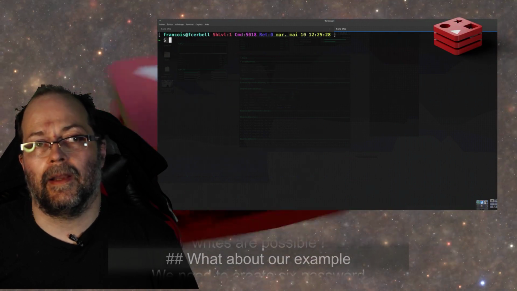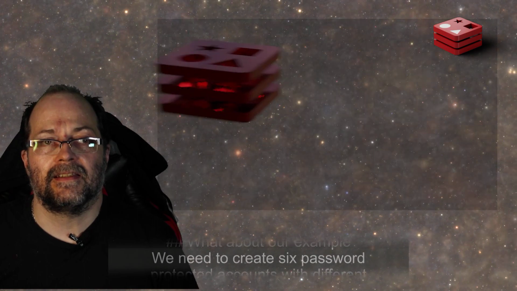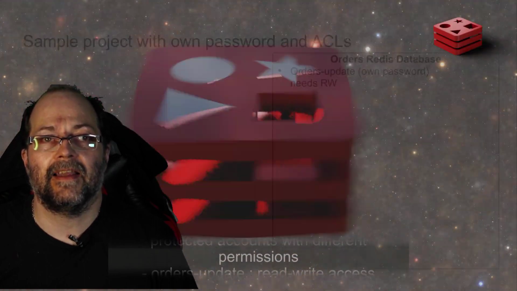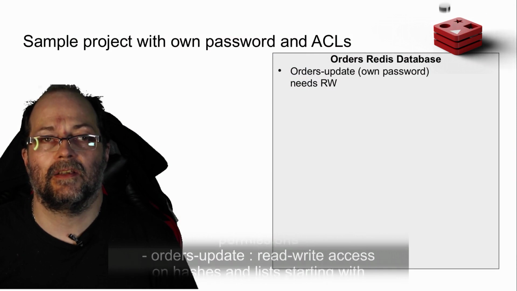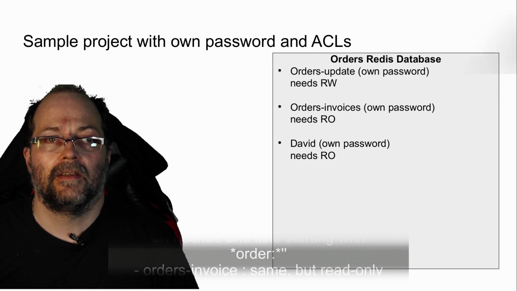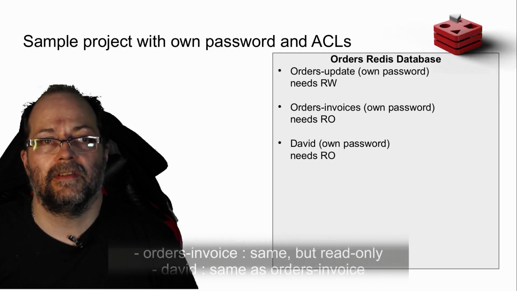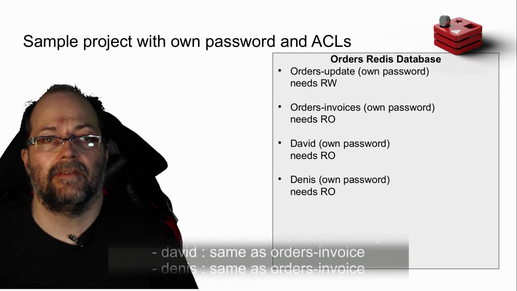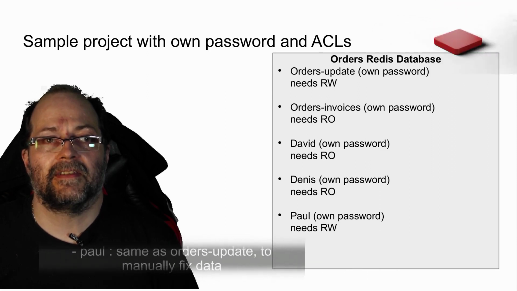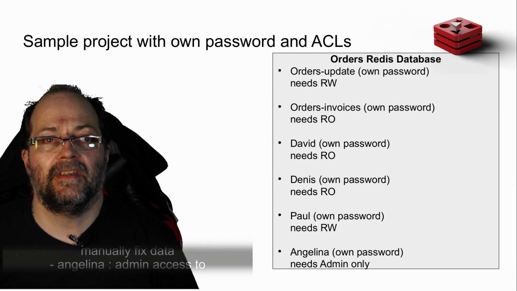So what about our example? We need to create 6 password-protected accounts with different permissions. Order update with read-write access on hashes and lists starting with orders star. Order invoices, the same but read-only. David, the same as order invoices. Dennis, the same as David. Paul, same as orders update to manually fix data. And Angelina, admin access to potentially flush the database but access to the data.